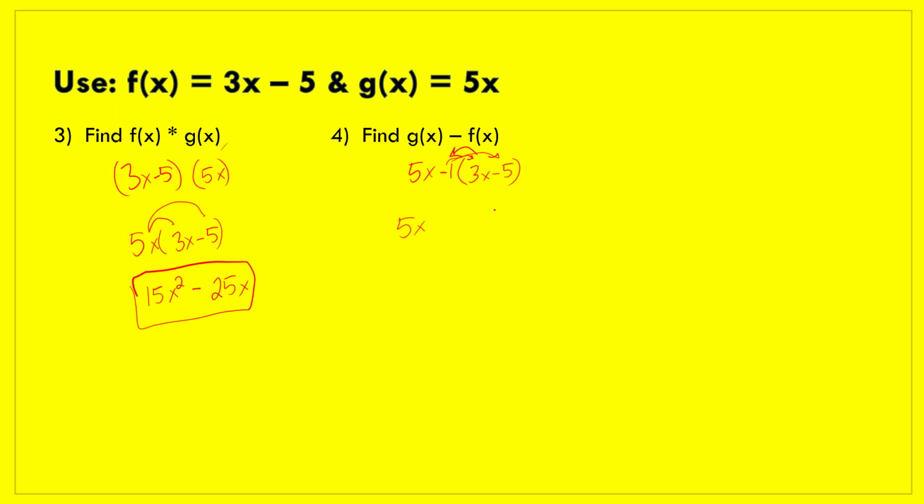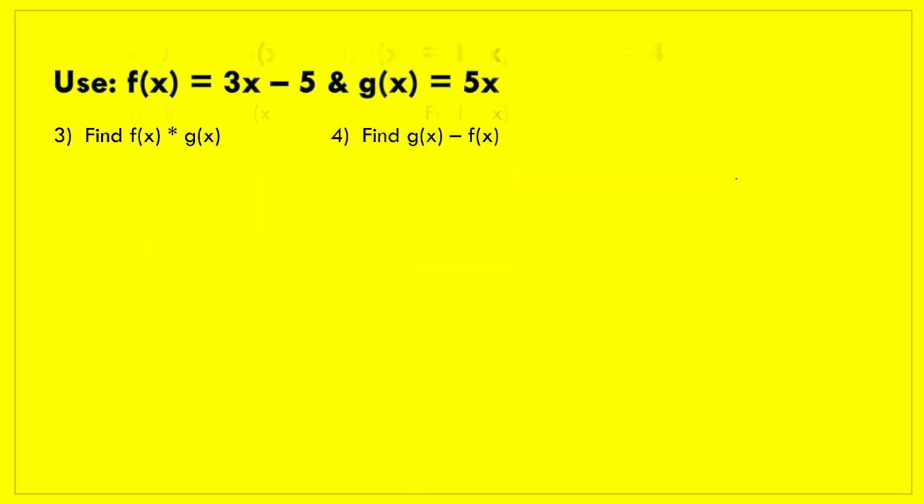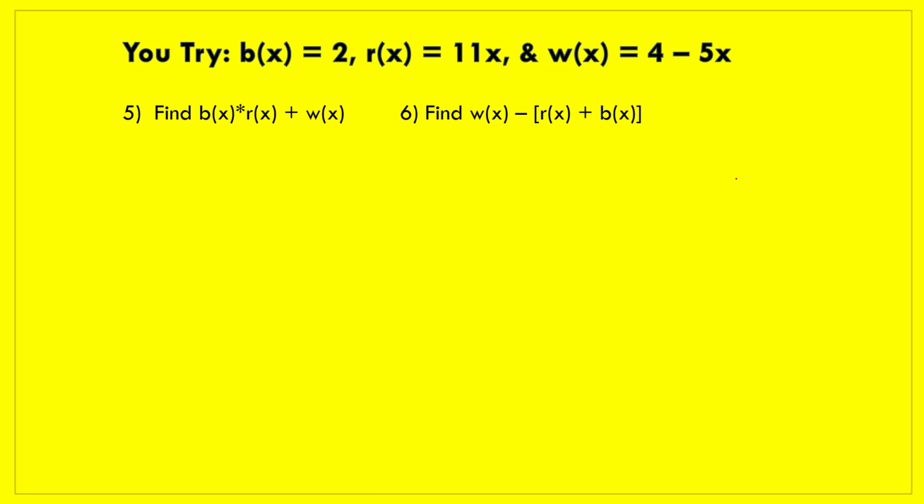So let's carry down our 5x. Negative 1 times 3x is negative 3x. Negative 1 times negative 5 is positive 5. Combine your like terms, and we are done with the problem. You try these following too.